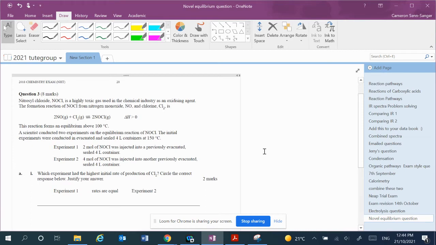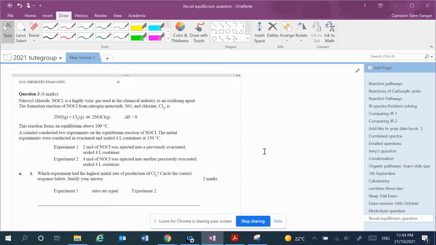All right, we're going to have a look at a question from the 2018 Northern Hemisphere exam. Nitrosyl chloride is a highly toxic gas used in the chemical industry as an oxidizing agent. The question covers the formation reaction of nitrosyl chloride from nitrogen monoxide, otherwise known as nitric oxide, and chlorine. So, this forms at above 100 degrees.